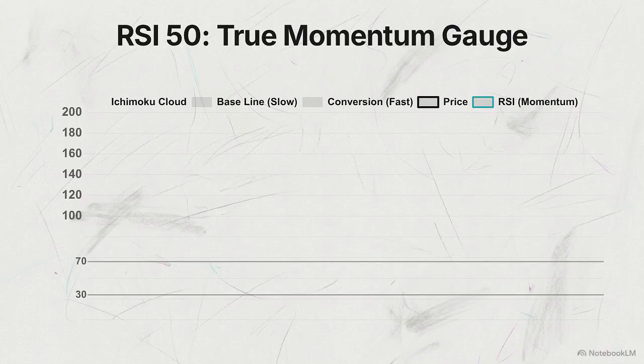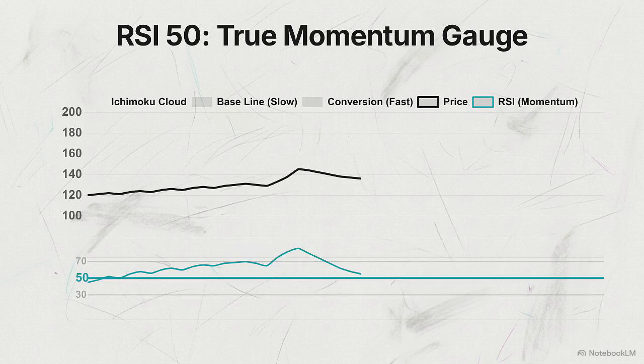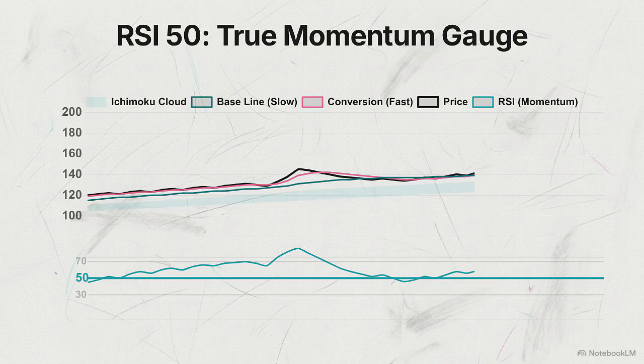Most retail traders use the relative strength index to guess reversals. They see the price hit the 30 or 70 levels and assume the trend must stop, only to get caught as the price continues to move against them. We focus on the level 50 midline instead. This turns the oscillator into a dedicated momentum gauge.